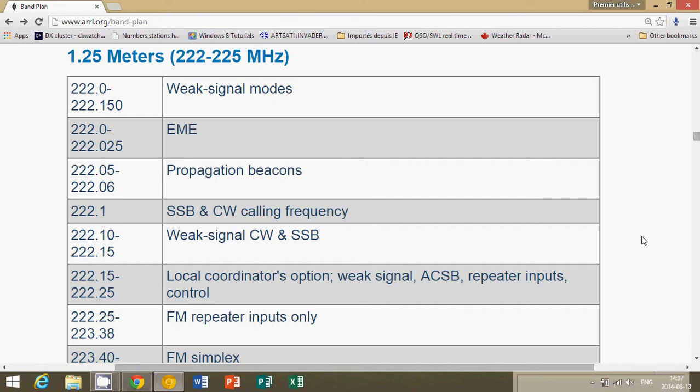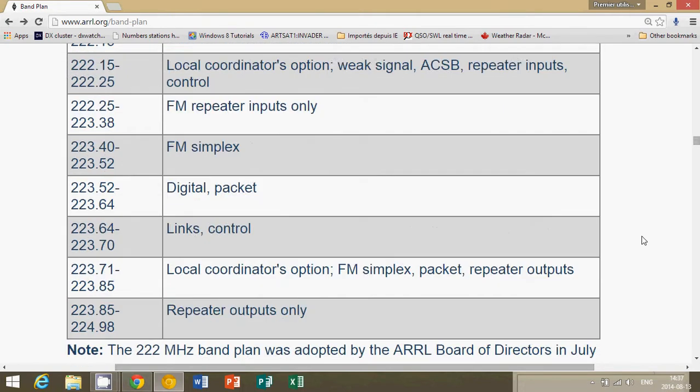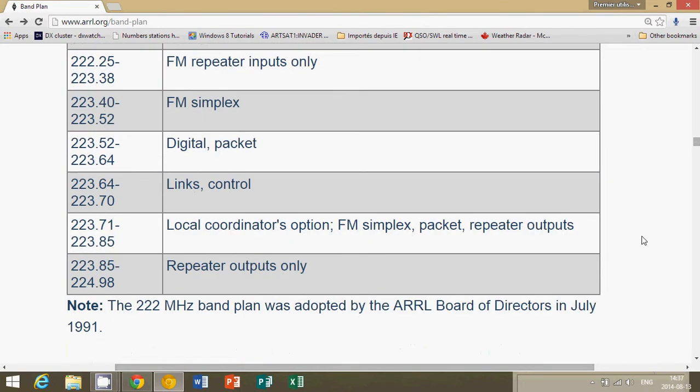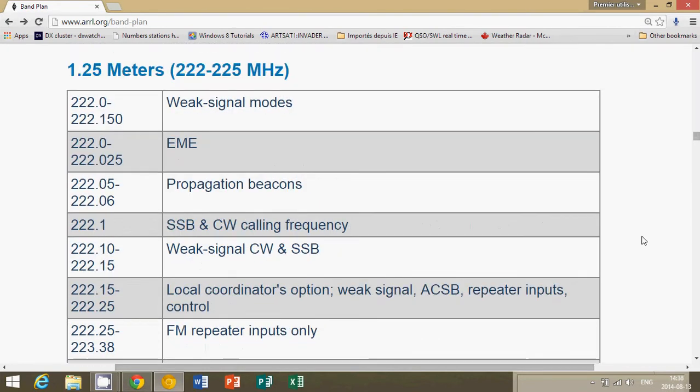So it's the 1.25 meter amateur radio band, and this is one of those nice little very quiet bands, but you might be surprised what you might hear.